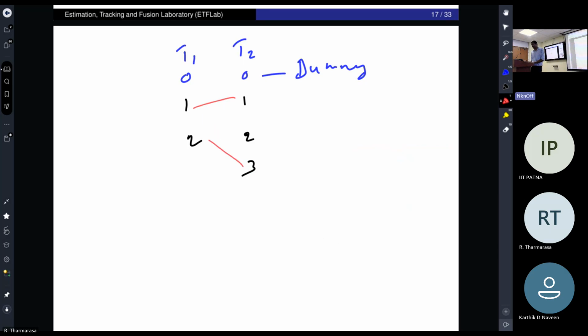Okay, this can be allowed. This is not allowed. Okay. 2 tracks from this cannot go to the other tracks together. That's not allowed. But for dummy, this can go like this. What is the meaning of this? Can somebody explain that? The meaning of this?